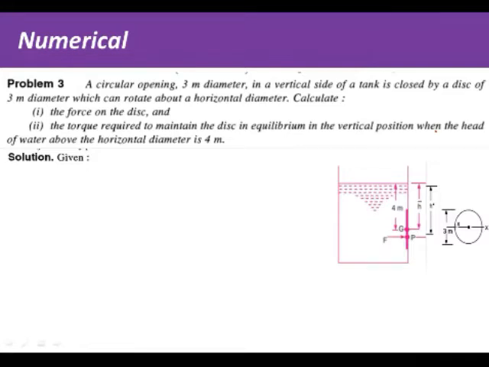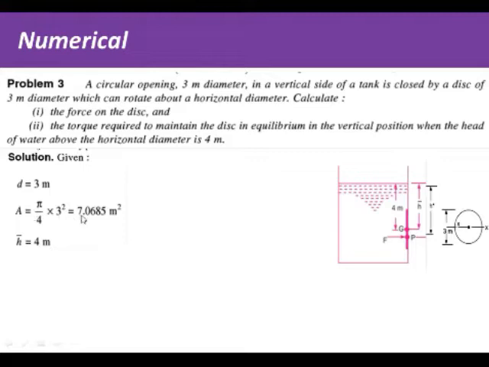Very good, Sushil. In this problem, the diameter D is 3 meter, so area will be pi by 4 times 3 square. You can calculate in calculator and cross check. It is 7.0685 meter square.